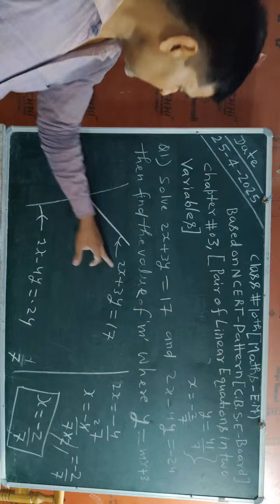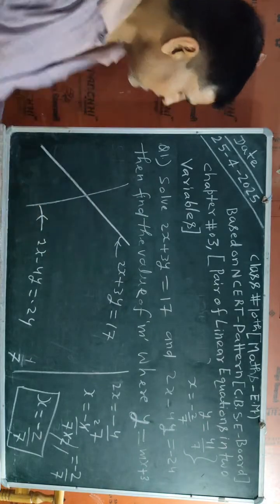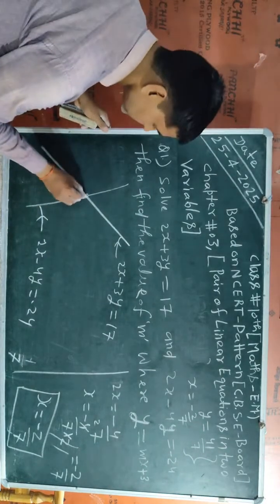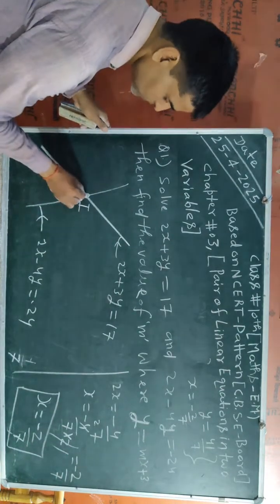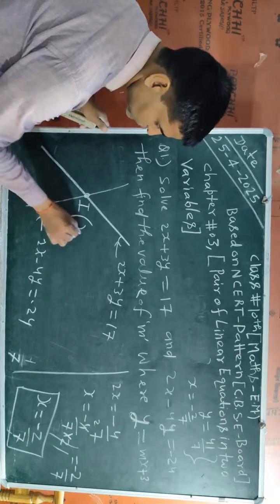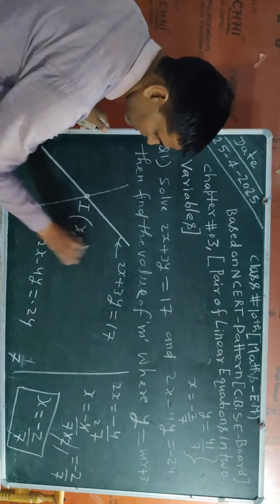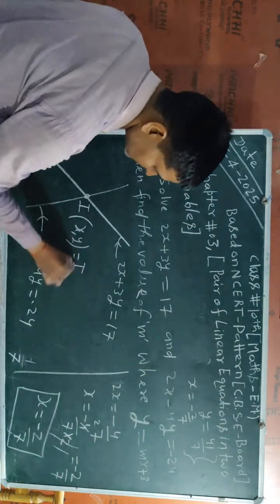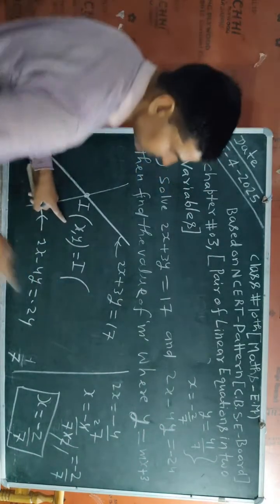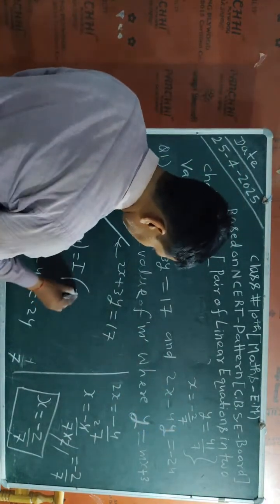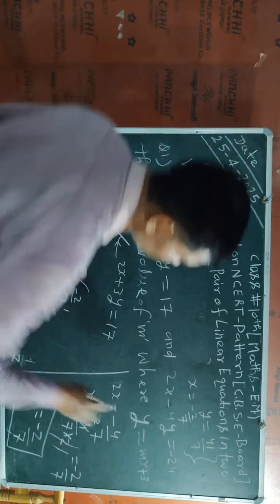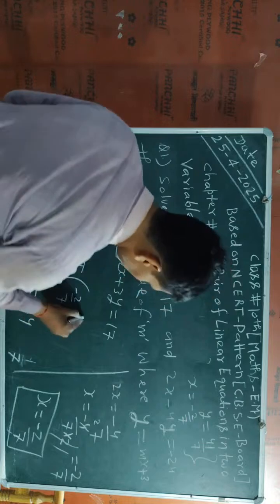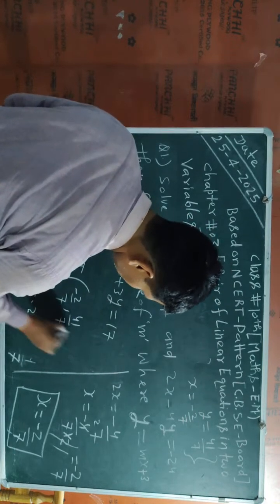Because both lines have different slopes, they will intersect at a point. That is the point of intersection, and its coordinate will be (x, y). I have got the value of x as minus 2 divided by 7, and the value of y as 41 divided by 7.